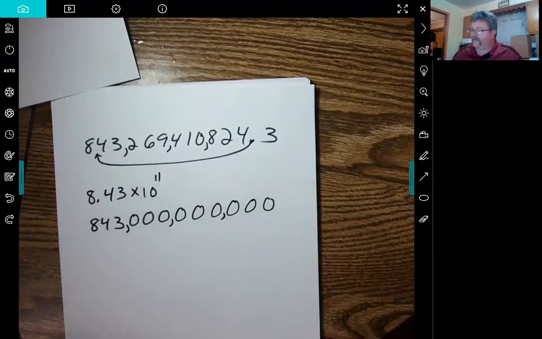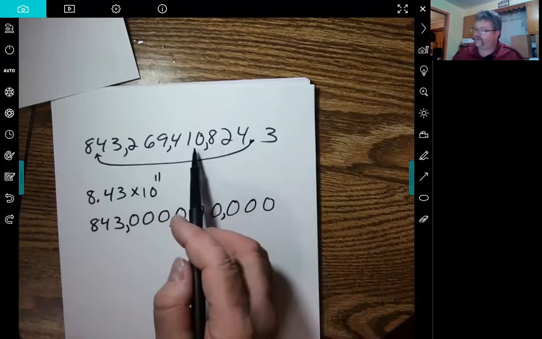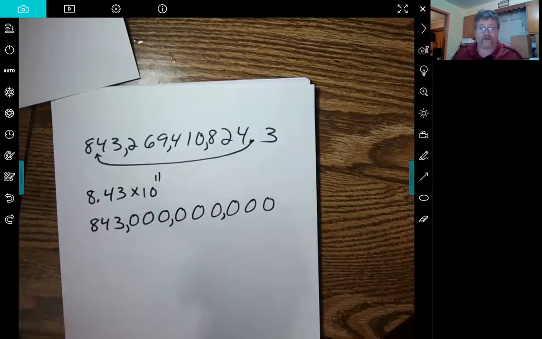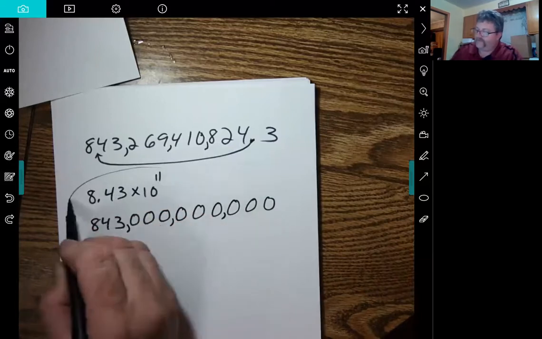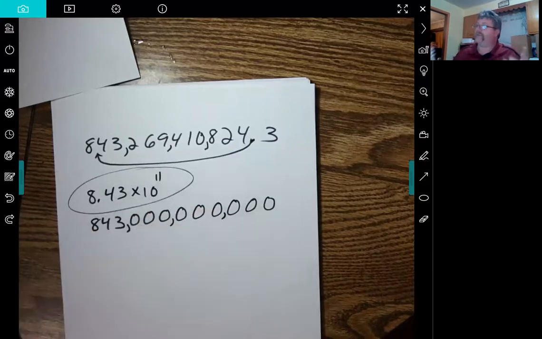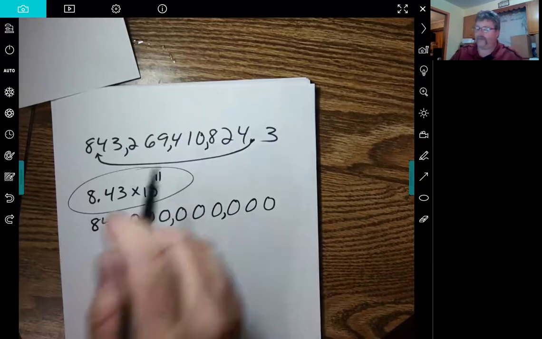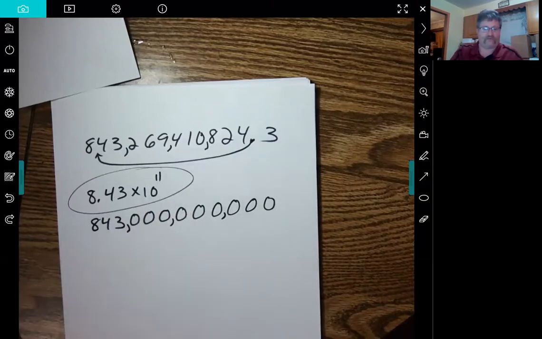What are we talking about here? How big is this number? I don't care about the little chump change numbers down here. I want to know the big number. Scientific notation lets us represent that big number in a more convenient form than writing it out in standard notation. Okay, so that's large numbers.